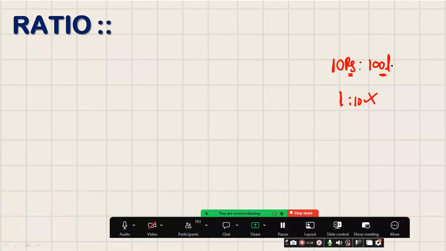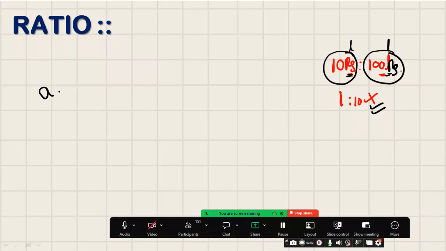No. For example, 10 rupees, 100 rupees, then the answer is 1 is to 10. 10 liters, 100 liters, then the answer is 1 is to 10. 10 rupees is one quantity, 100 rupees is another quantity. Two quantities of the same units is called the ratio.